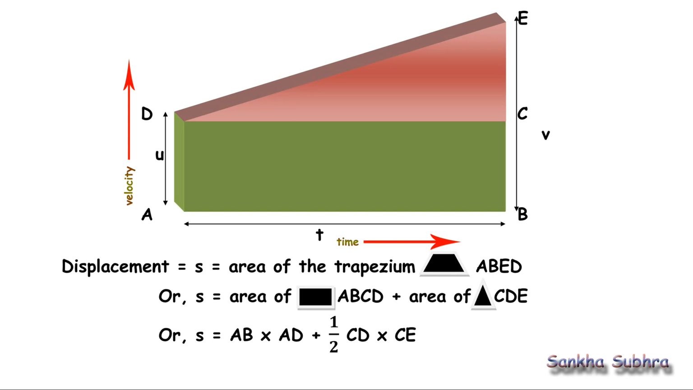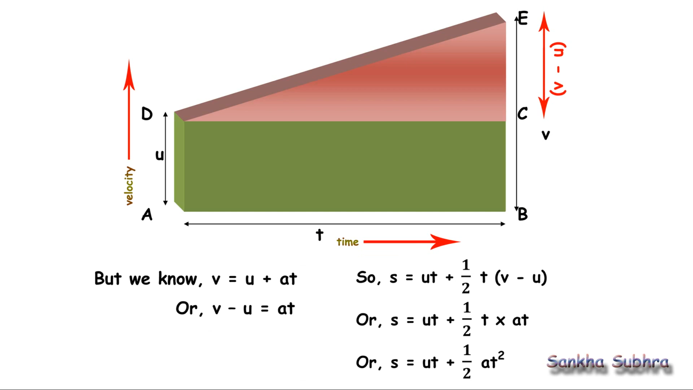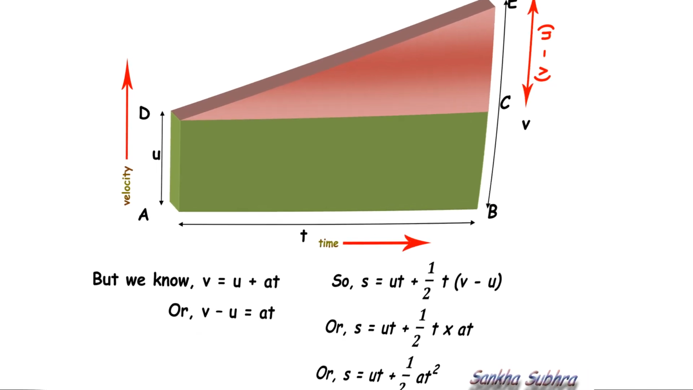Now implementing the values of AB equal to T, AD equal to U, CD equal to T and CE equal to V minus U, we can write S equals UT plus half into T into V minus U. But we know V equals U plus AT from the first equation. So V minus U equals AT. Replacing the value of V minus U as AT, we can write S equals UT plus half AT squared. And this is the second equation.